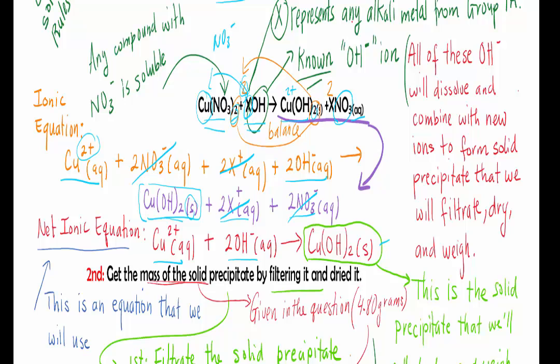Now, one thing we want to remember is that this solid is something that we can collect and filter. And if we can filter, we can actually dry it up and weigh it. So that's how the process works. Once we observe this solid, we're going to use a filter system and filter it out. That way we will collect 100% pure copper hydroxide. And then from there we can do more math with it.